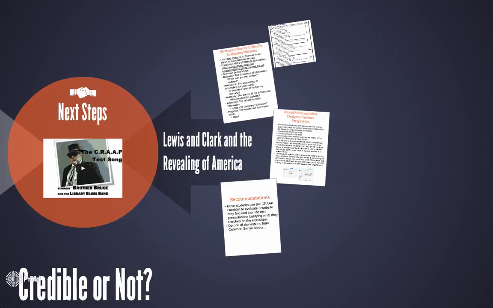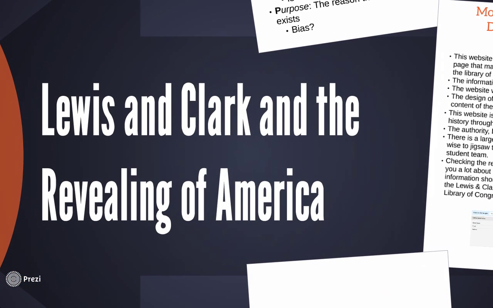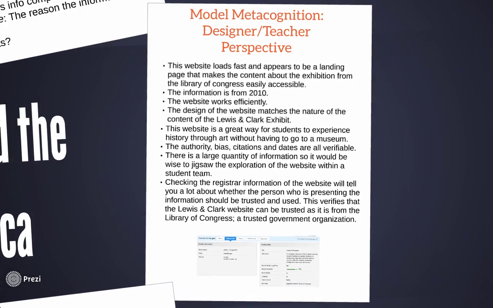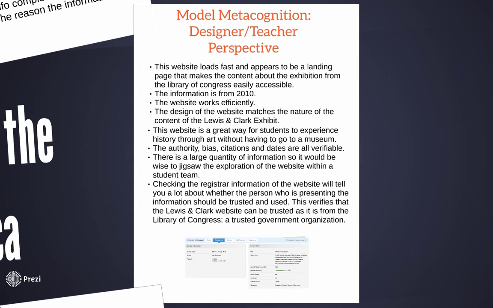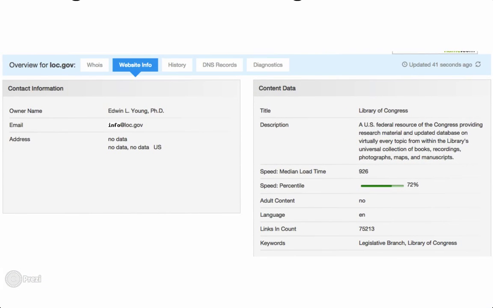One idea for bringing information literacy into your classroom would be to start off by modeling what it sounds like for students to actually critically evaluate a website. So for example, you could take the Lewis and Clark and the Revealing of America website and put it up on the projector for your students, and you could go through it out loud, thinking about and actually verbalizing your evaluation of the website while students listen. You could go through the CRAP test and present to them all the different reasons and things you're thinking as you explore the website critically.